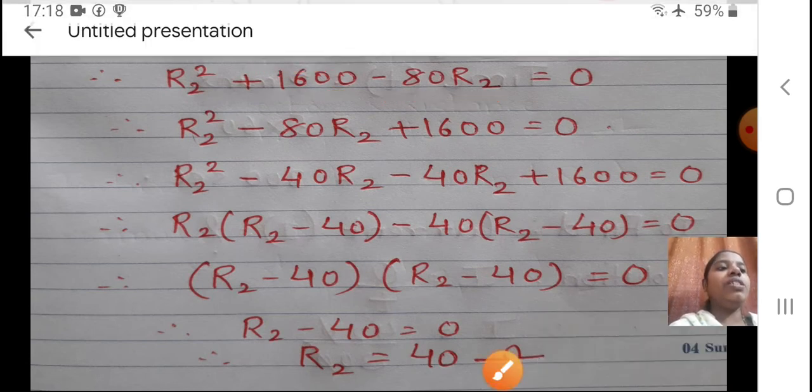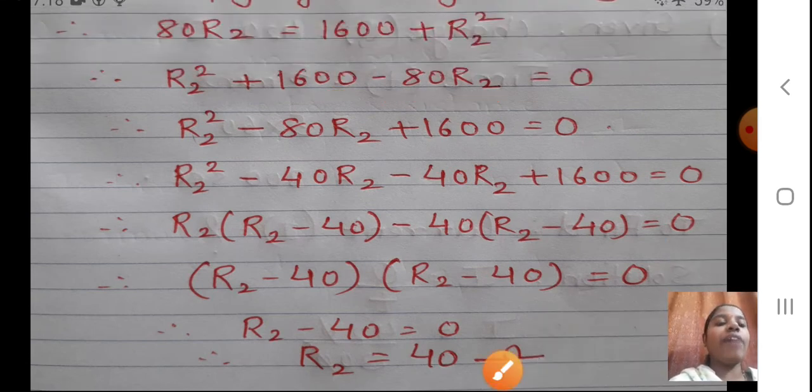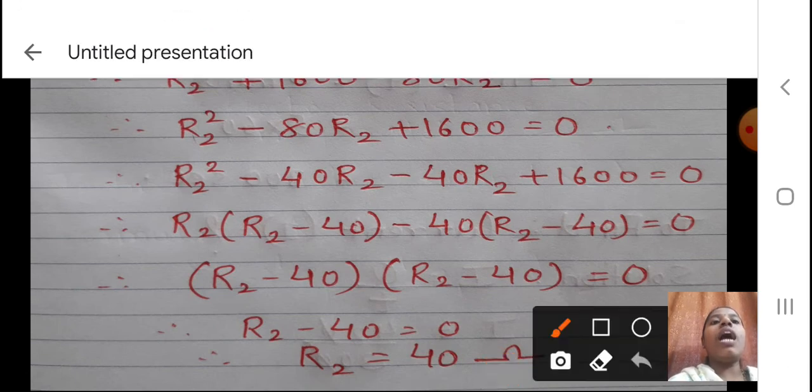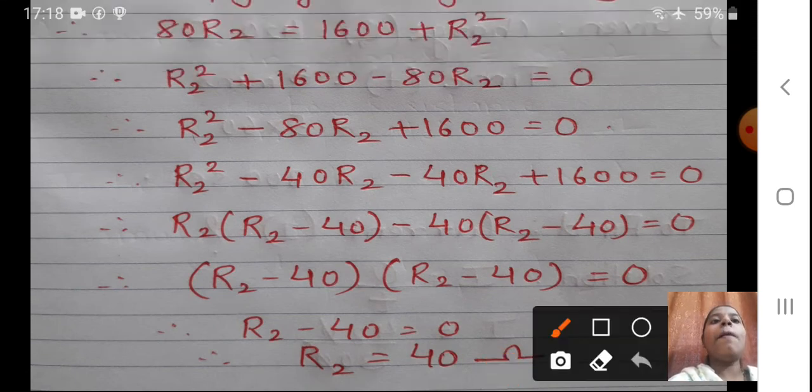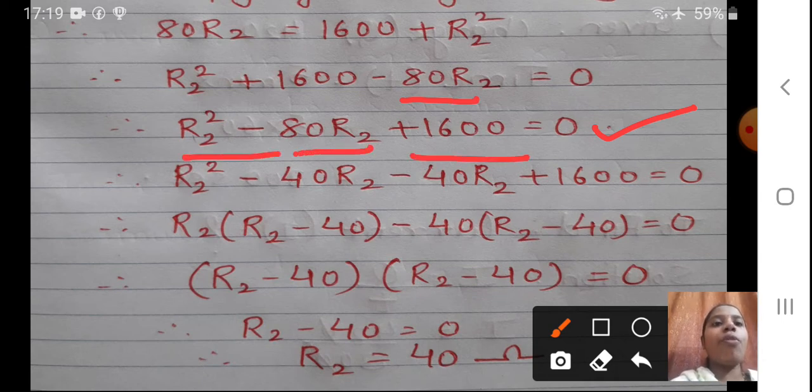Okay, now we'll just see the next steps of what we have done. Now see here, R2 square minus, see this step, R2 square minus 80 R2, I have taken in between, plus 1600. Can you see this is a form of an equation, which you can solve?